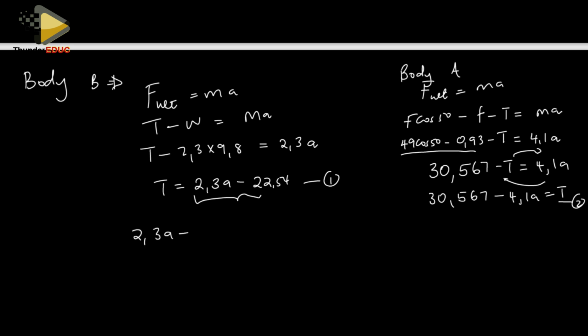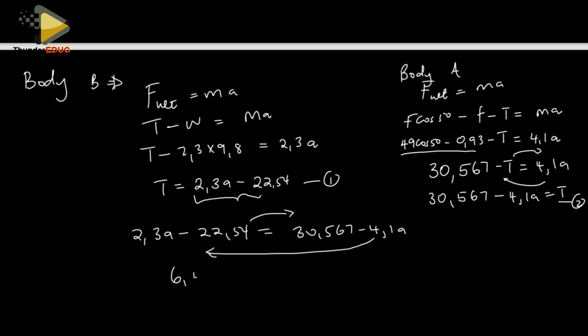So 2,3A minus 22,54 should give us 30,567 minus 4,1A. I'll collect the like terms. I'll move the 4,1 this side. I'll move the 22 this side. So 2,3 plus 4,1 gives me 6,4A. I move this side, it's going to be a plus, so 30,567 plus 22,54. I'm getting 53,107. Then I'll divide both sides by 6,4.